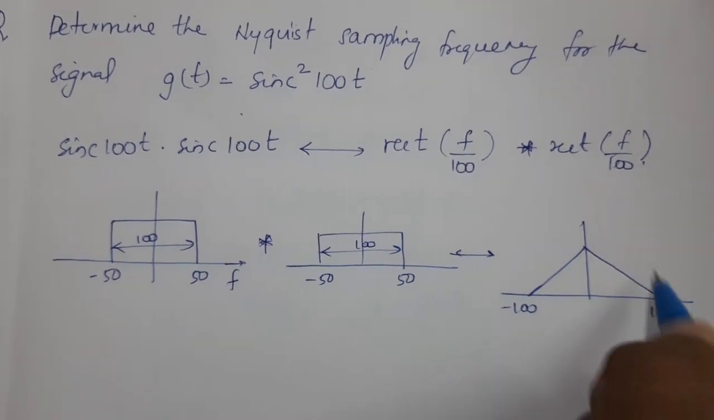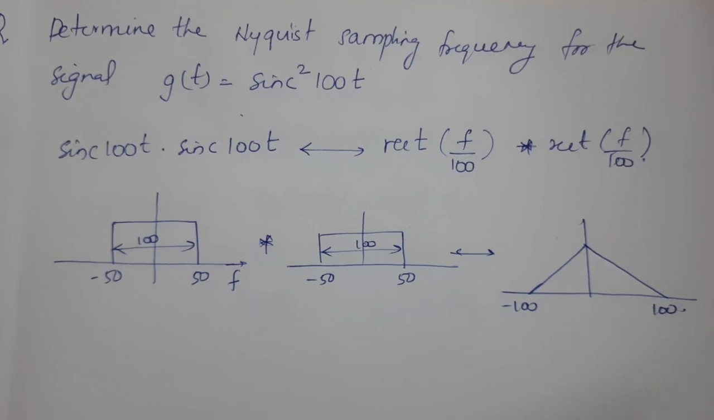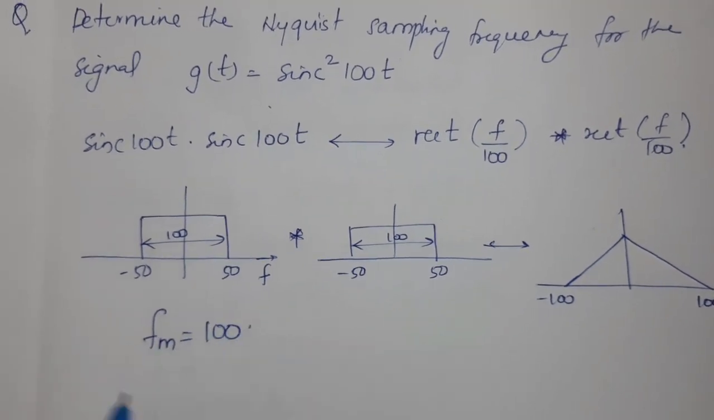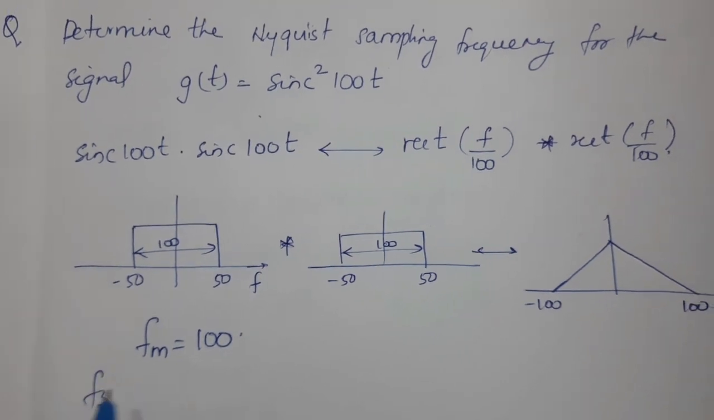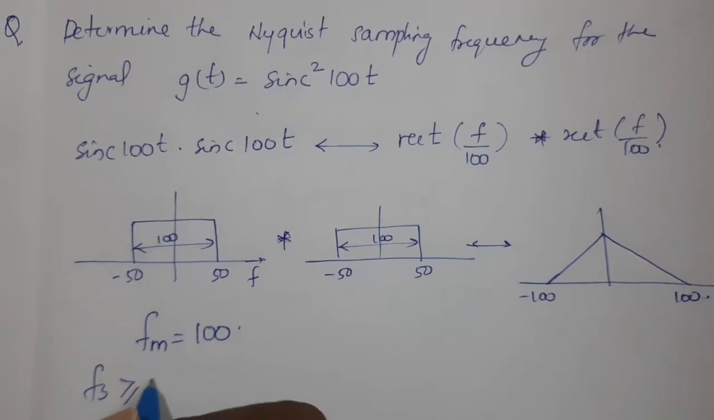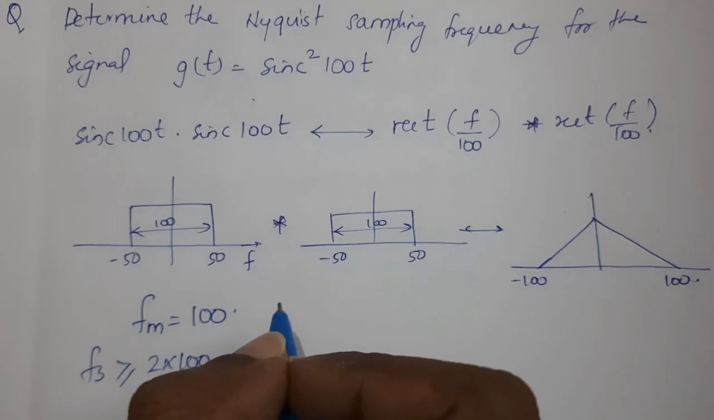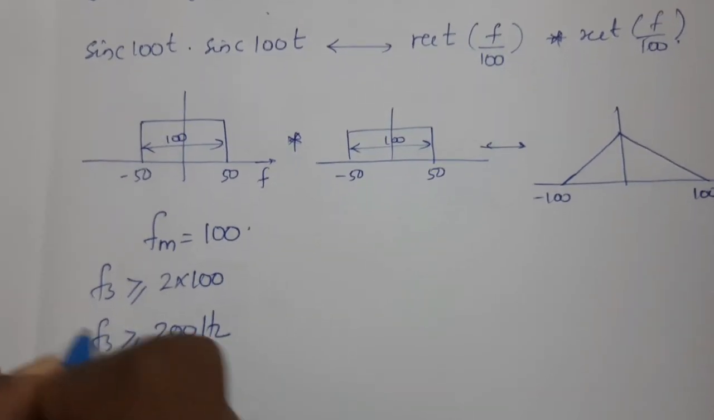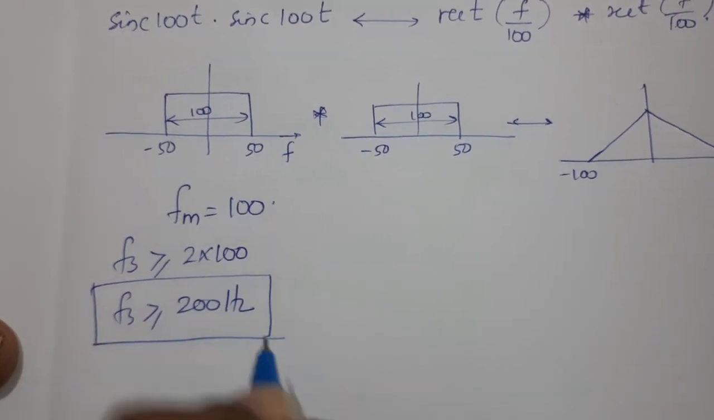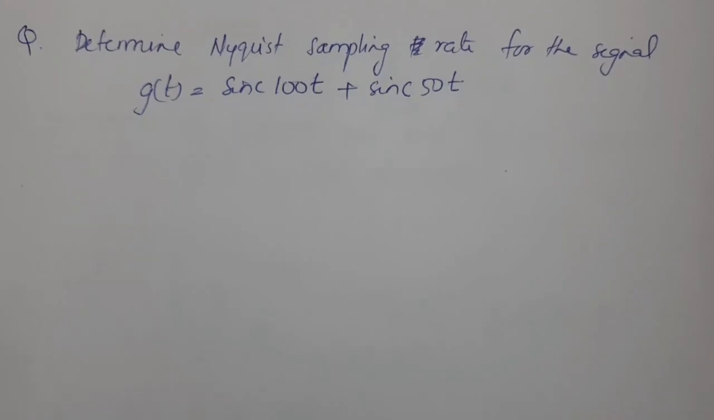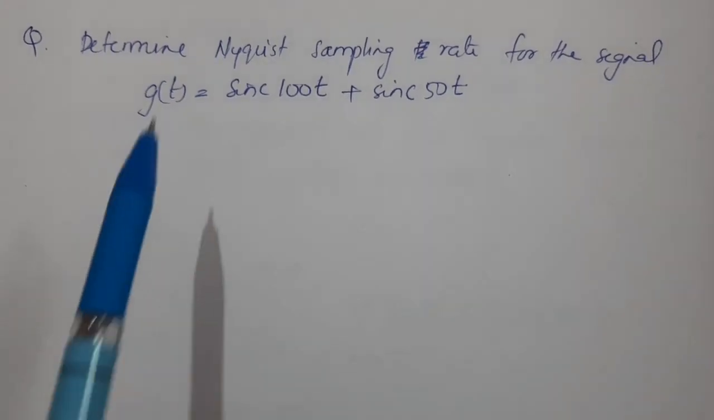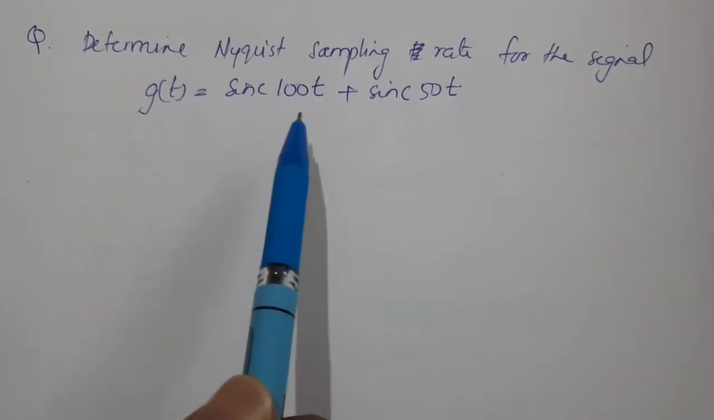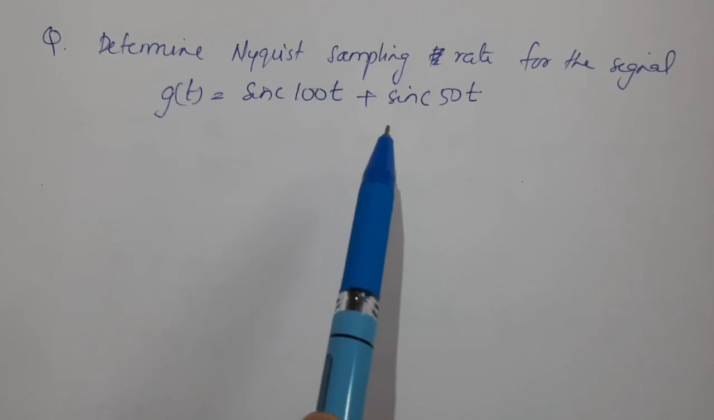Now what will be the maximum frequency present in the signal? The maximum frequency present in the signal will be, say, fm equal to 100. So the Nyquist sampling frequency should be fs greater than or equal to 2 into 100. So fs greater than or equal to 200 Hz. Now please do a homework problem. Determine the Nyquist sampling rate for the signal g(t) equal to sinc(100t) plus sinc(50t).